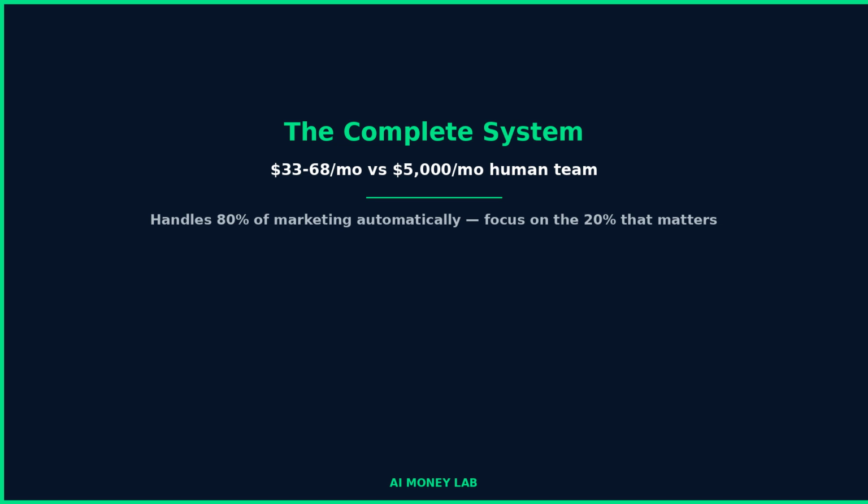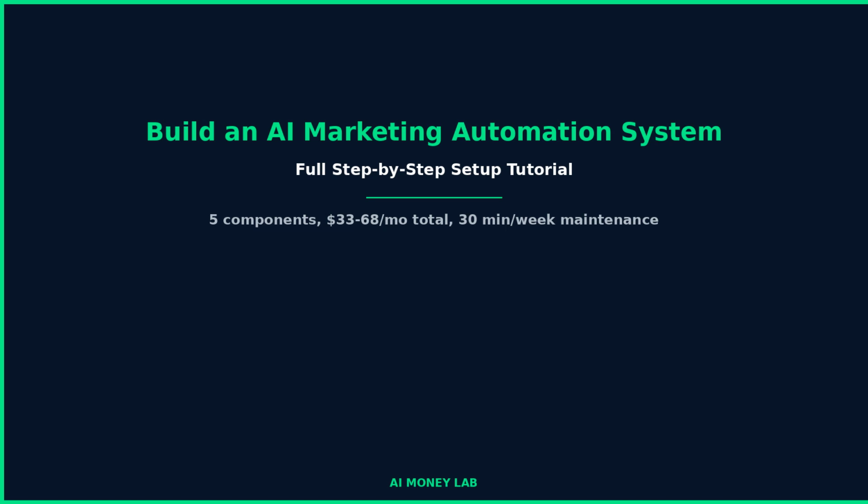Here's the honest truth, though. This system is not set and forget. You need to review the content your AI generates. It's not perfect. You need to monitor your email sequence and optimize it over time. You need to check your analytics and adjust your strategy. But the system handles 80% of the work automatically, which means you spend your time on the 20% that actually matters: strategy, relationship building, and high-level decision-making.